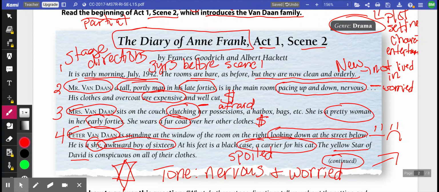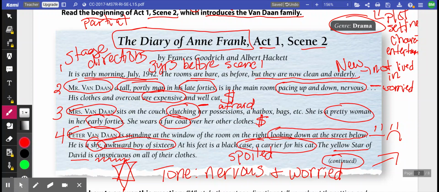I've got the fact that Mr. Van Daan's pacing up and down. It even says he's nervous. I've also got the fact that Mrs. Van Daan is clutching her possessions, showing she's afraid. And then I've got Peter looking down at the window, possibly because he's worried and about to have to be locked up in this attic with people that he doesn't know that well, right? And by the way, we had our vocabulary word inconspicuous earlier. This time we've got conspicuous. Inconspicuous means it's hiding. Conspicuous means it's in plain sight.